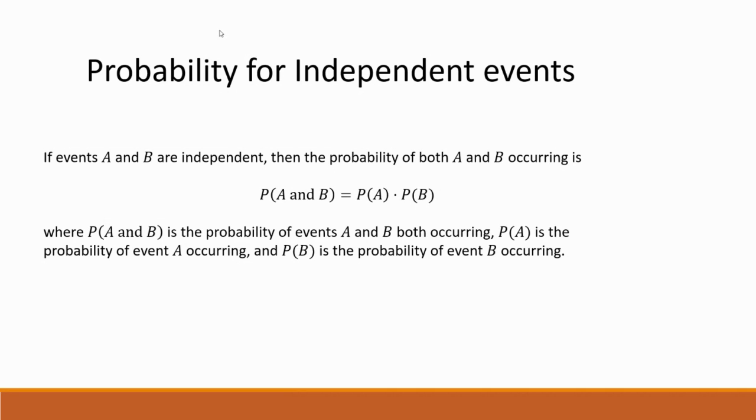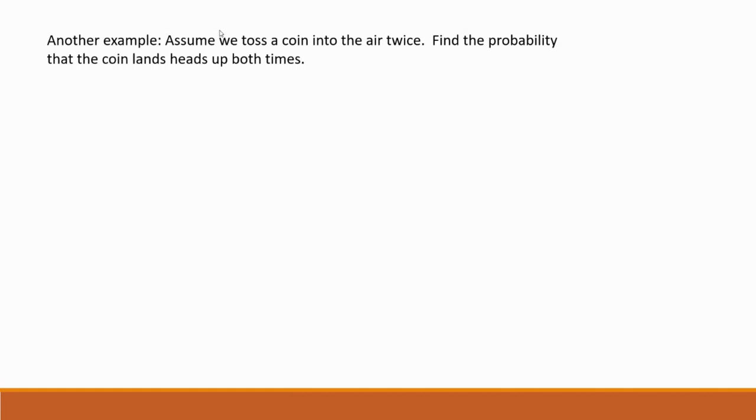In fact, let me do an example with this. So here we're tossing a coin into the air twice, okay? We toss it, we see what the coin lands facing up, if it lands heads up or tails up. Then we record that. Then we toss the coin a second time, and we see if it lands heads up or tails up, okay? That's basically what we're doing here. We want the probability that the coin will land heads up both times.